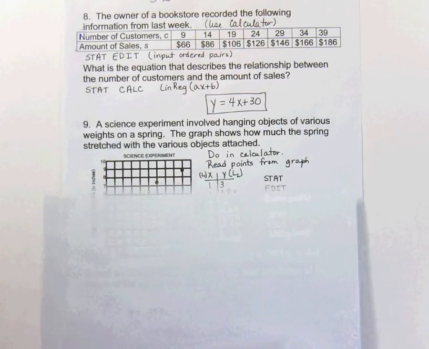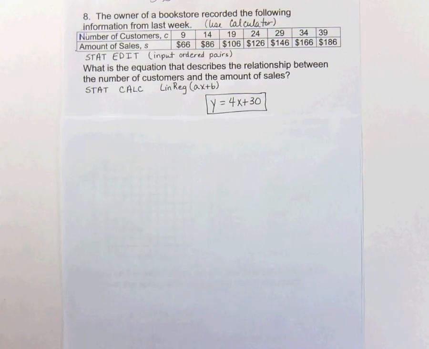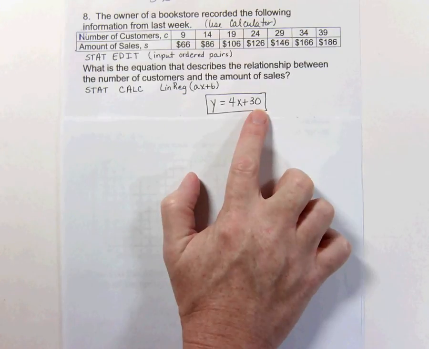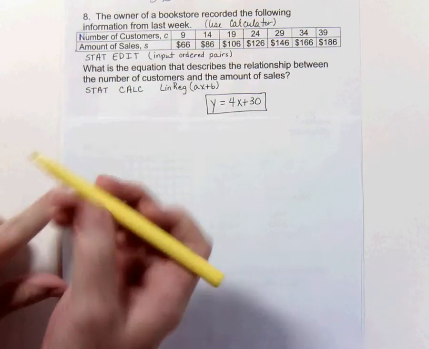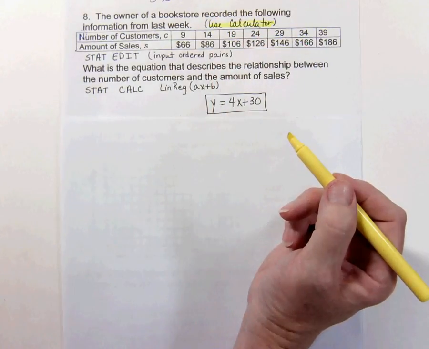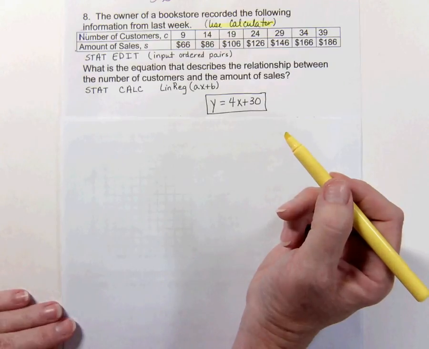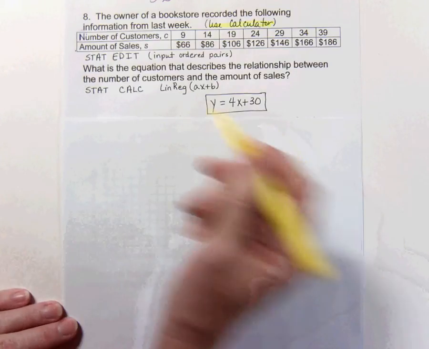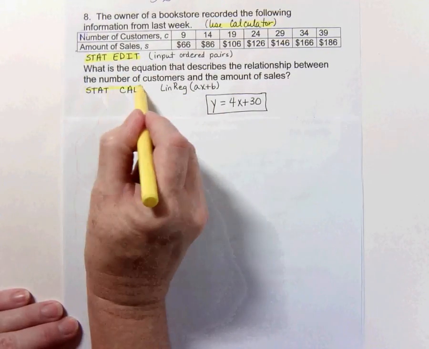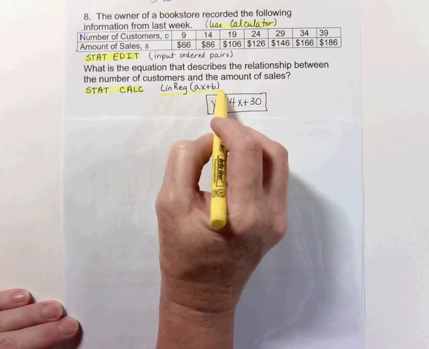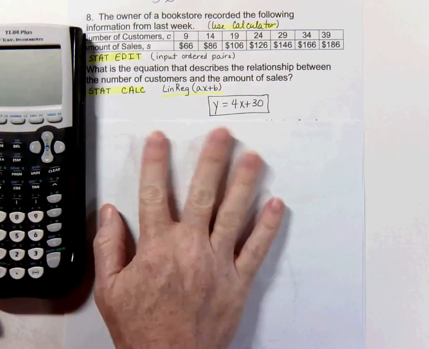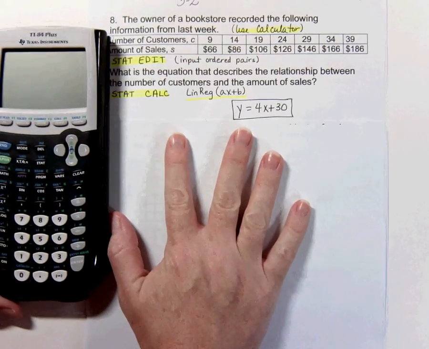On this one, this is a calculator trick. We're going to find this equation by just adding these numbers into your stat button. So using a calculator when you have a problem like this. The owner of a bookstore recorded the following information last week: the number of customers and the amount of sale. If you put these in stat, you're going to come up with this calculation of a linear regression. If you haven't done this before, make sure you go through this a couple of times. If you don't get it, definitely come ask me and I can show you.